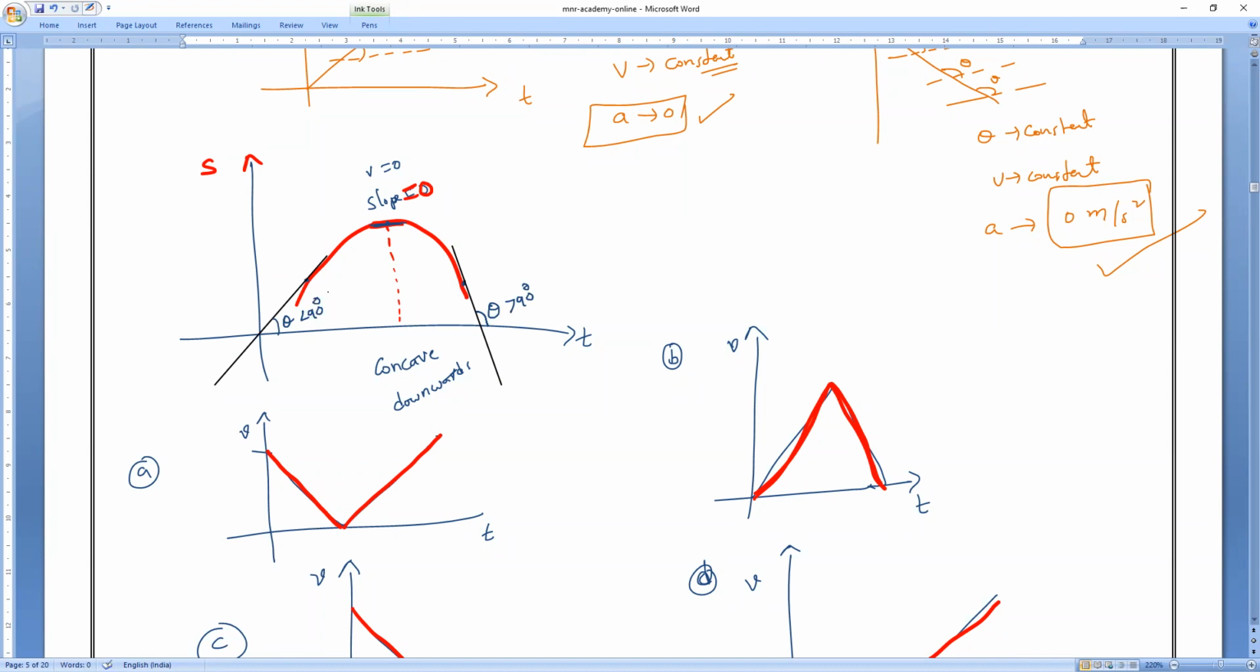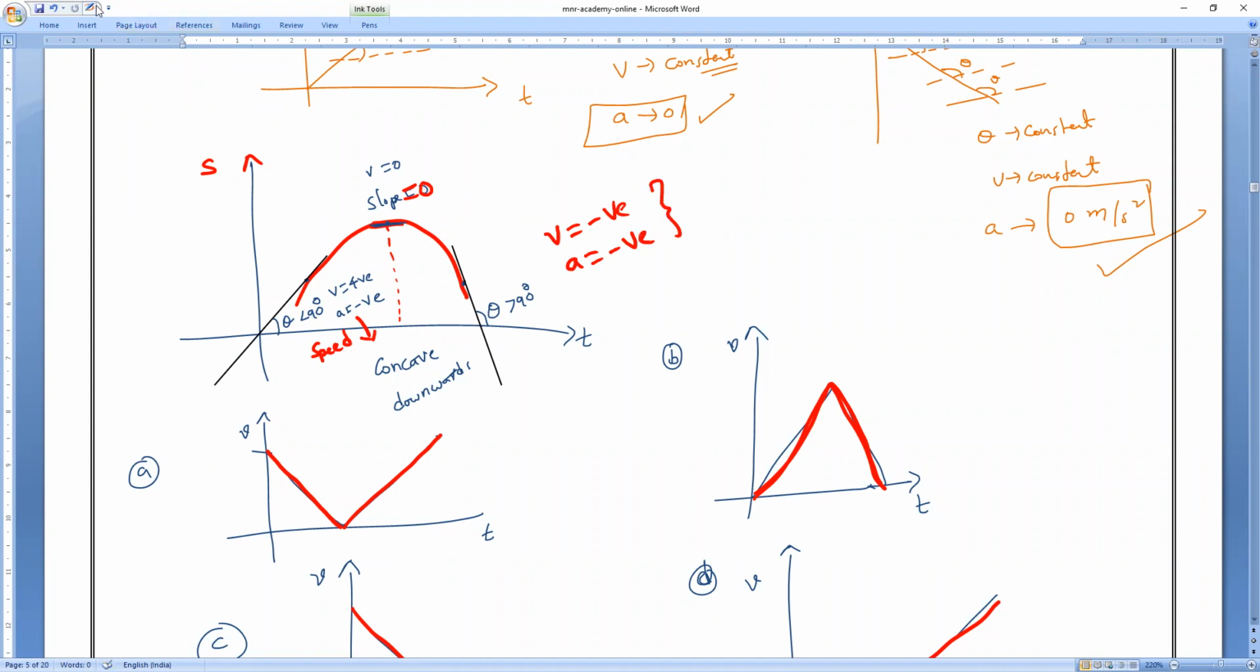So here theta is less than 90, means v is positive or negative? Positive. But a is what? It is concave downwards, then a is negative. Negative, means in the sense of opposite signs, means speed is decreasing or increasing? Speed decreases. Next, here theta is greater than 90, means v is negative. And it is concave downwards, means a is also negative.